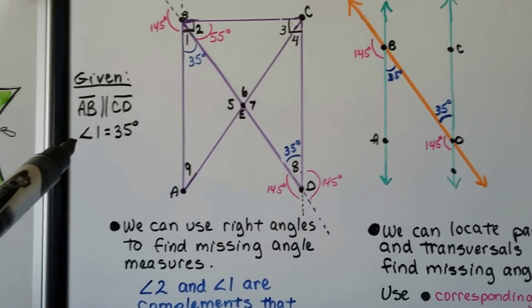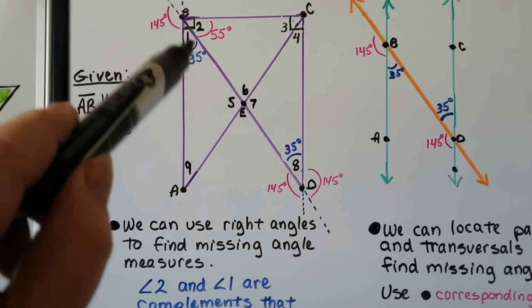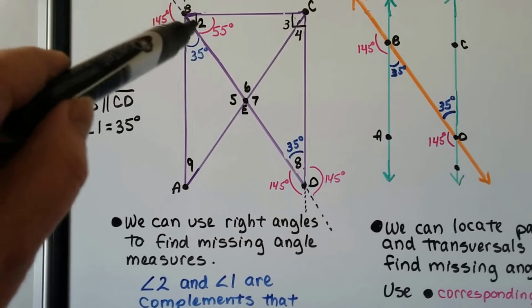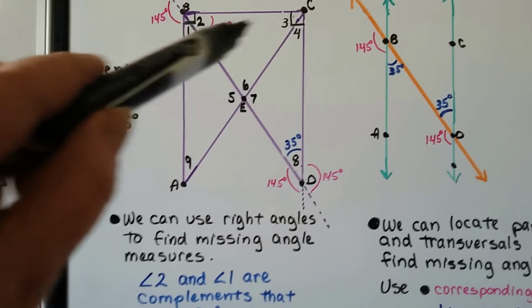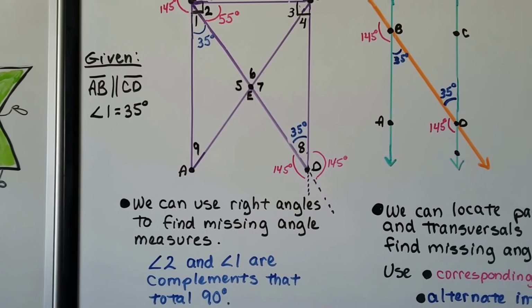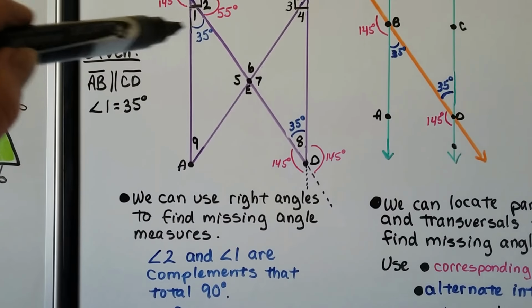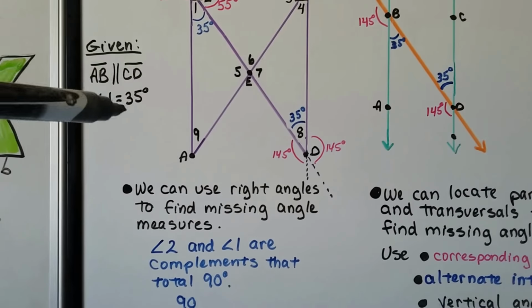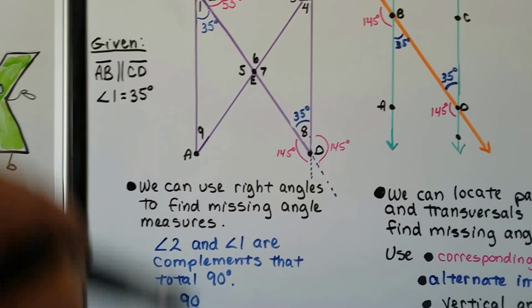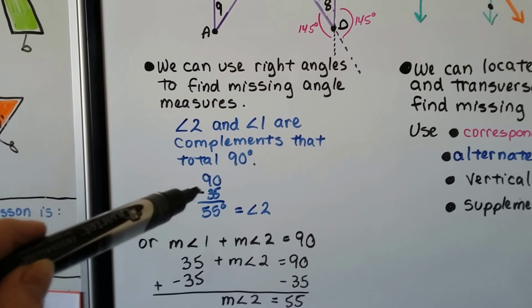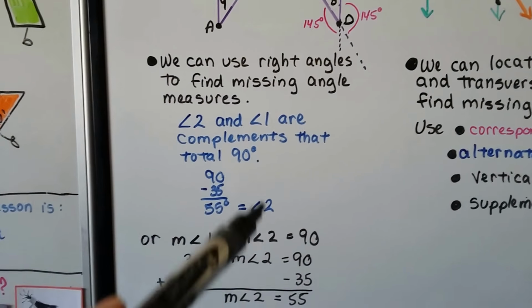It's also telling us that angle 1 is 35 degrees right here. So we can use right angles, because it's telling us, see the box? It's telling us that those are right angles. We can use those to help us find missing angle measures. Angle 2 and angle 1 are complements that total 90 degrees. So if that's 35 degrees, we know angle 2 is 55. See? We just do the 90 minus the 35 degree angle 1, and we get 55 degrees for angle 2.